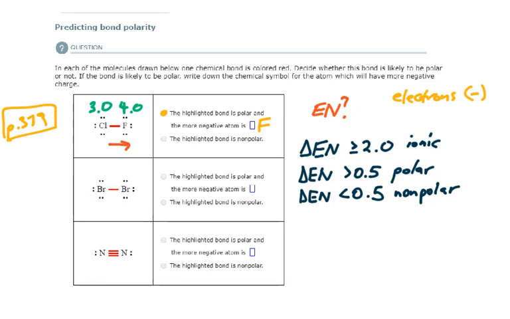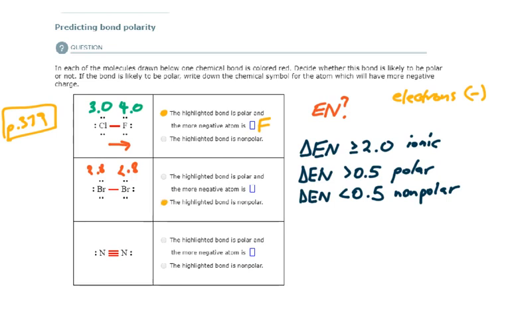If I check my periodic table on page 379 in the book, or you could Google electronegativities of the elements, you see that bromine has an electronegativity of 2.8. Because it's the same for both, the difference in electronegativity between the two atoms in this bond, 2.8 minus 2.8, would be 0. So the difference would be much less than 0.5, and so this would be a nonpolar bond. The highlighted bond is nonpolar.